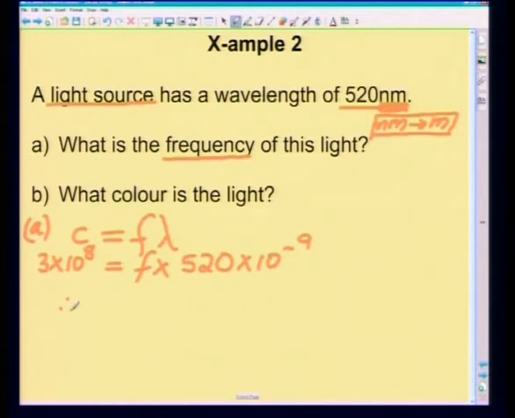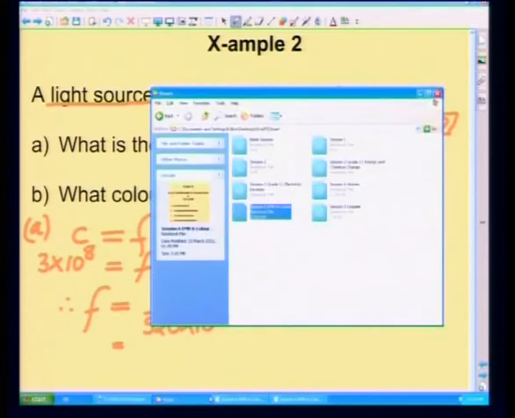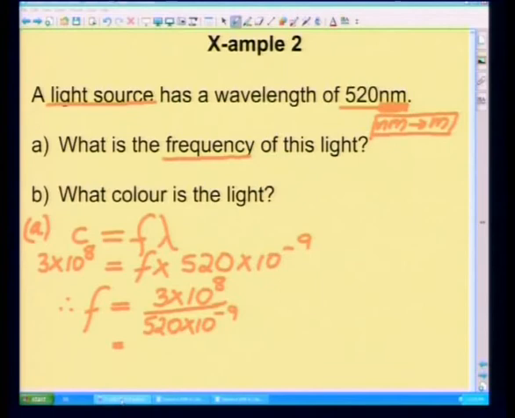Therefore, F, the frequency, will be given by 3 by 10 to the power 8 divided by 520 by 10 to the power minus 9. And then we can quickly work the answer to that. And what is the answer?